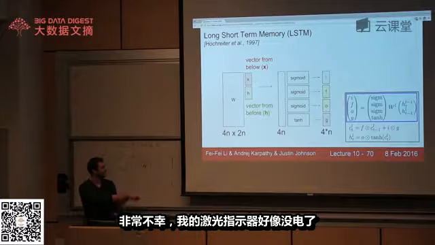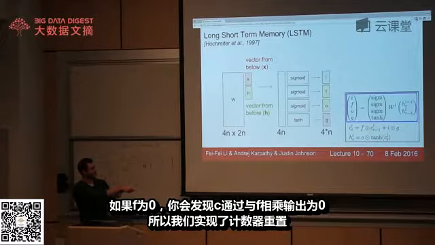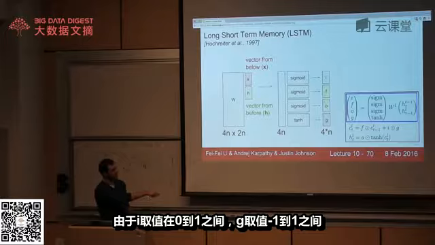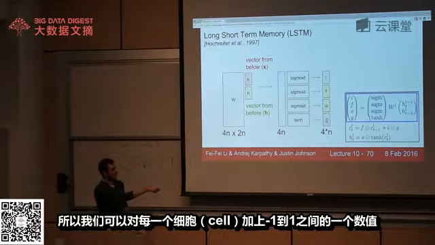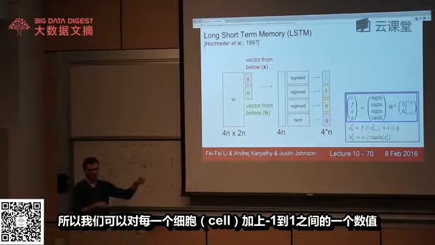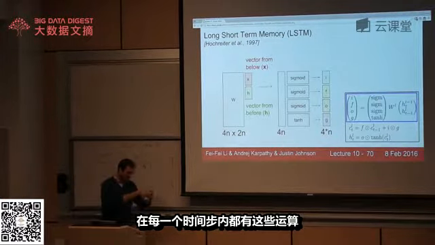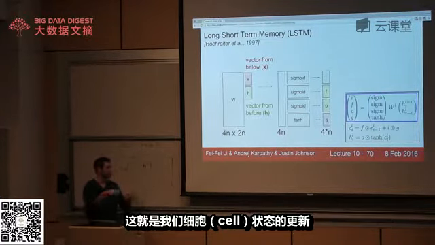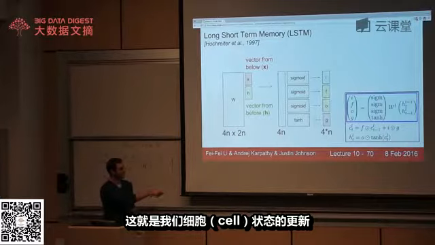So with this F interaction, if F is 0, then you can see that we'll zero out a cell. So we can reset a counter. And then we can also add to a counter. So we can add through this interaction I times G. And since I is between 0 and 1, and G is between negative 1 and 1, we're basically adding a number between negative 1 and 1 to every cell. So at every single time step, we have these counters in all the cells. We can reset these counters to 0 with the forget gate, or we can choose to add a number between -1 and 1 to every single cell. Okay, so that's how we perform the cell update.